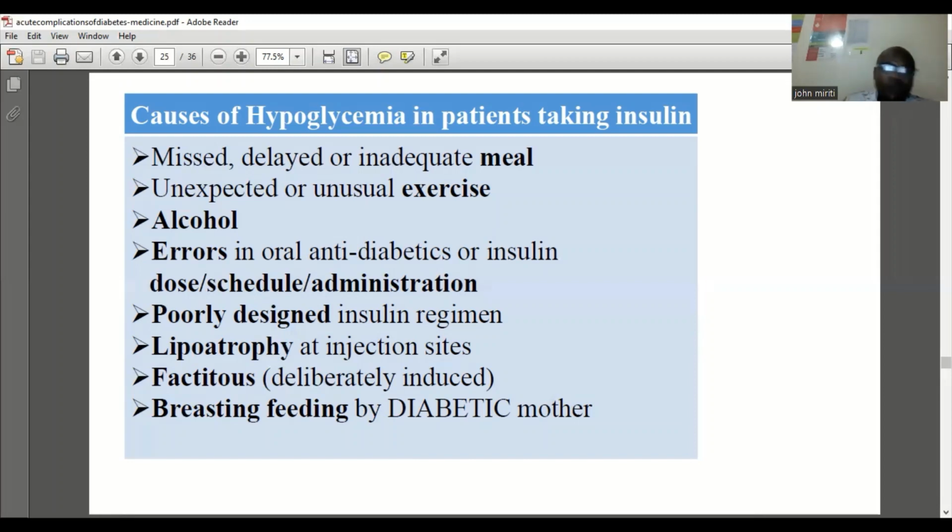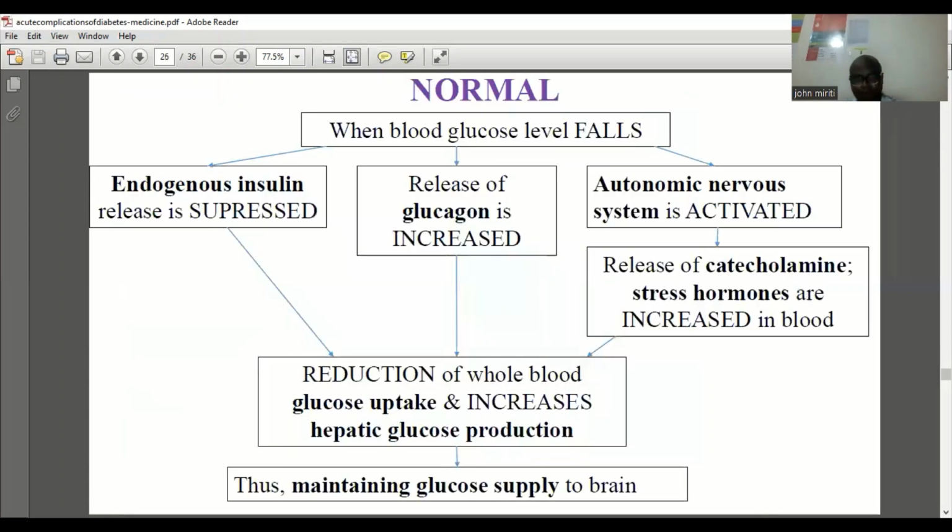Some people can deliberately do that, likely because they want to commit suicide. A breastfeeding mother who is diabetic is also at risk of hypoglycemia. So now let us see a normal person.